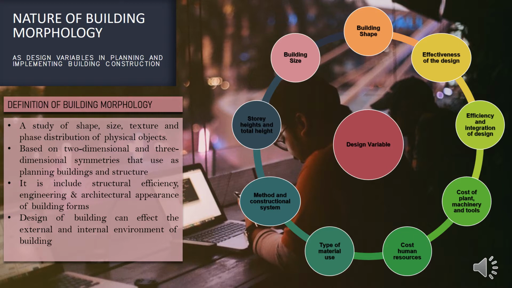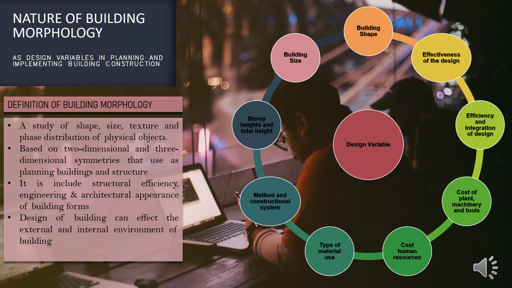This is based on two-dimension and three-dimension symmetry, which can be a geometric shape and used as a planning building and structure. Building morphology includes structural efficiency, engineering, and architectural appearance of building form. And the design of a building can affect the external and internal environments of the building.